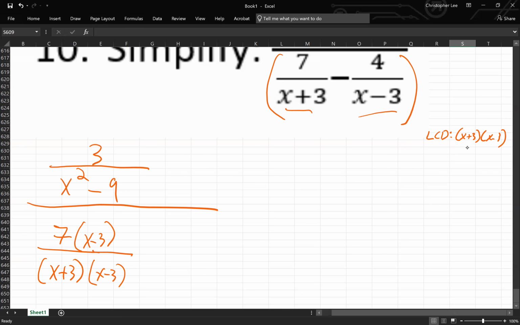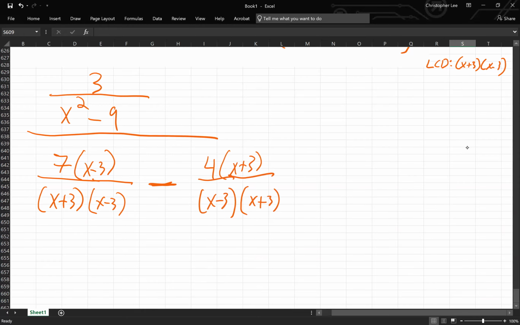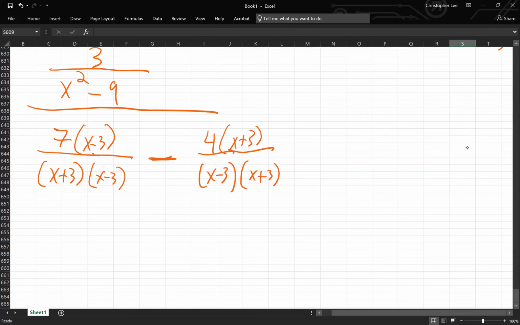All right. Keep this minus sign that's already in the problem. Right? I have a 4 over x minus 3. To make it the same as the other, I have to multiply the x minus 3 times x plus 3. What I do to the bottom, I do to the top. Right? Let's distribute, combine like terms, all that good stuff.